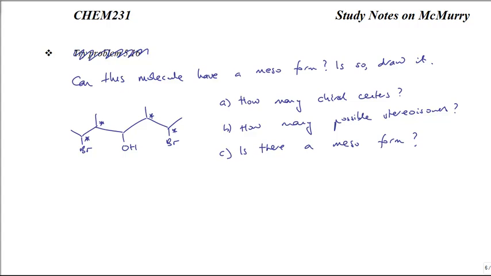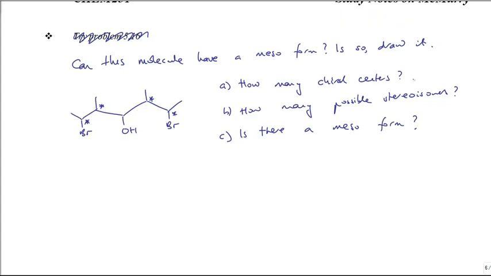So, how many chiral centers? 4. So how many possibilities? 16, okay? Is there a meso form? There might even be more than one. Can you see if I call this 1, 2, 3, 4, just for simplicity's sake? I really should call it, the longest chain is a 6, I know, but I'm just going to number the chiral centers, okay?